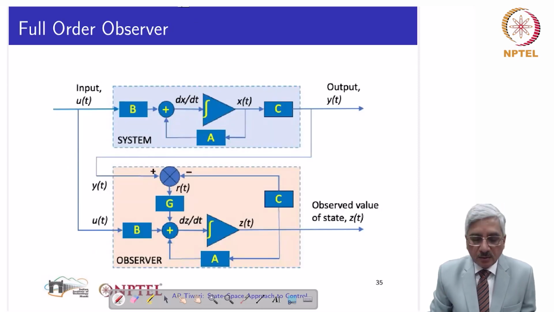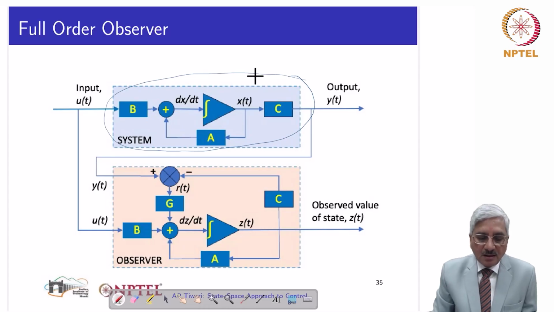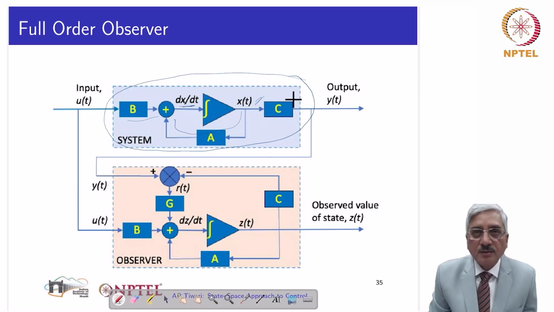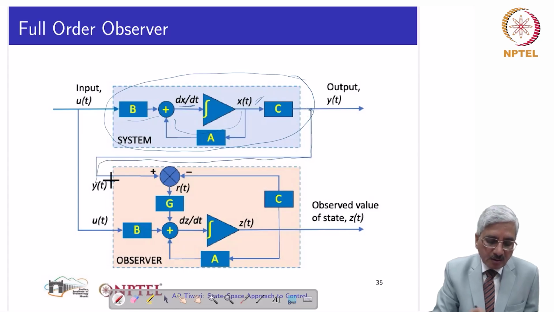The whole system will look like this. This is the state diagram of the system at hand. It receives the input U and its output is Y, and internally it is X dot equal to A times X plus B times U, and that is integrated to get X. So this is the state diagram for the system X dot equal to AX plus BU. Now its output Y is being picked up and being brought to the observer.